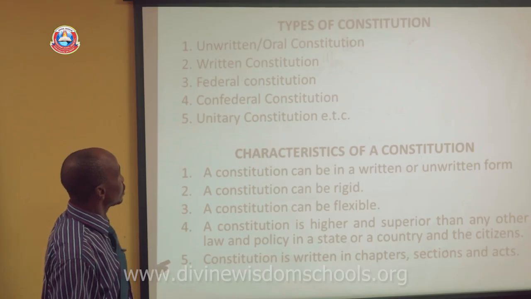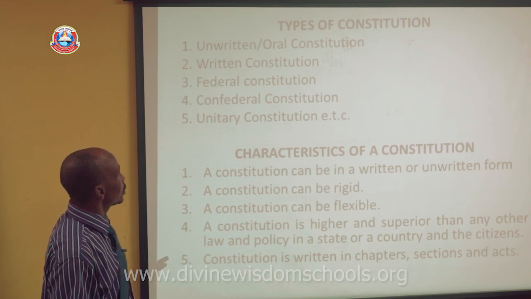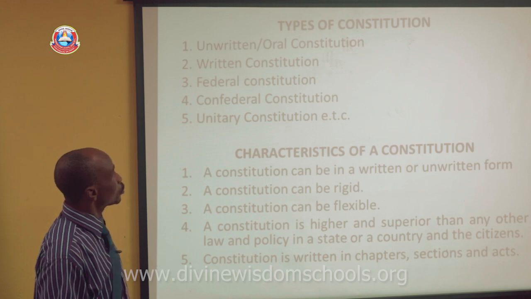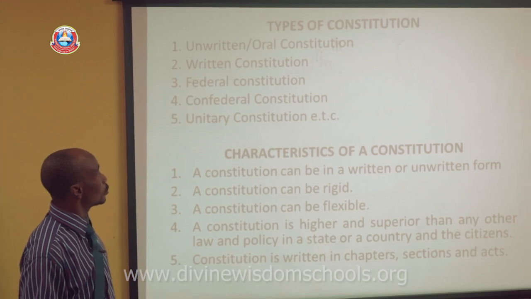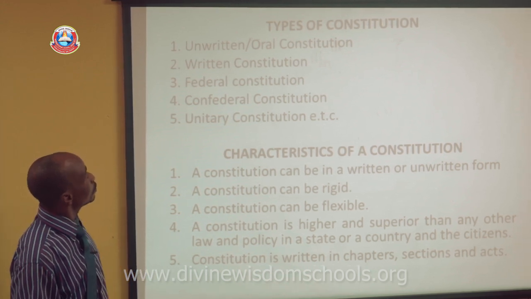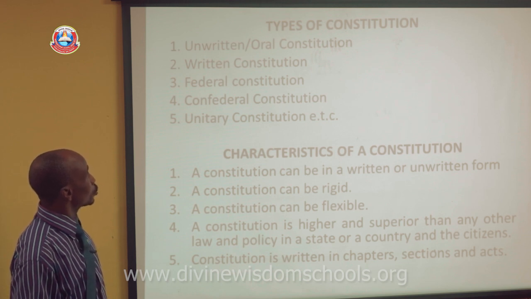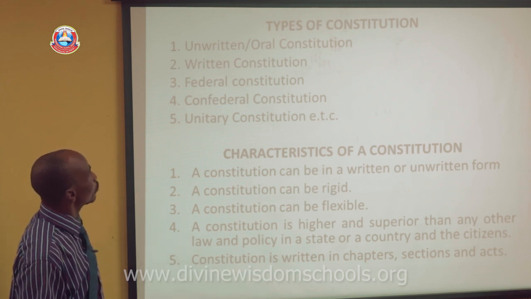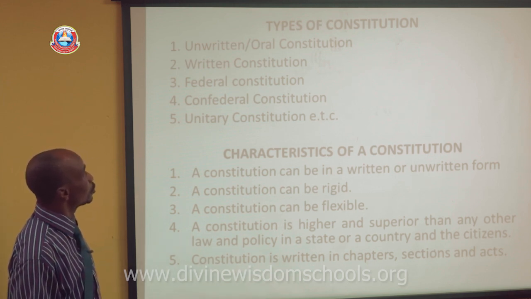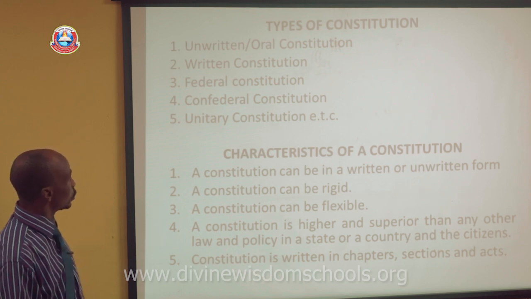The federal constitution is a type of constitution operated in a country or state that adopts a federal system of government. This type of constitution shares power among the 3 tiers of government, that is the federal, the state, and the local governments. The confederal constitution is a type of constitution that confers power on the regional or state government with little or no power to the central government or federal government.